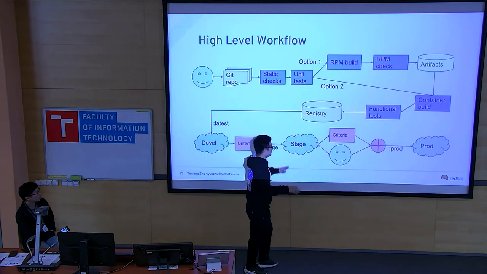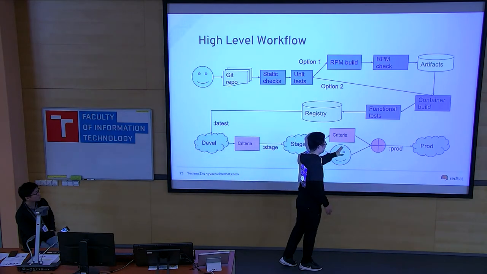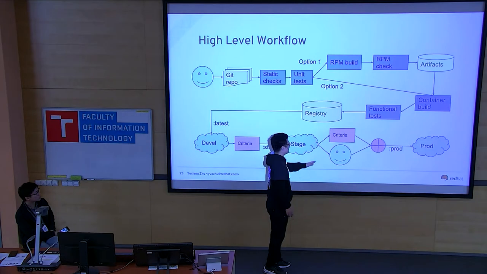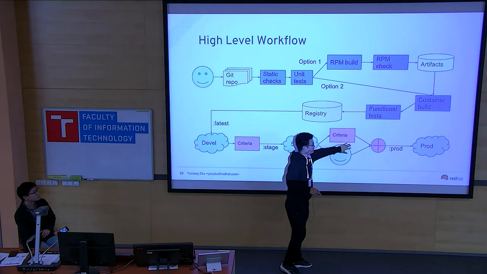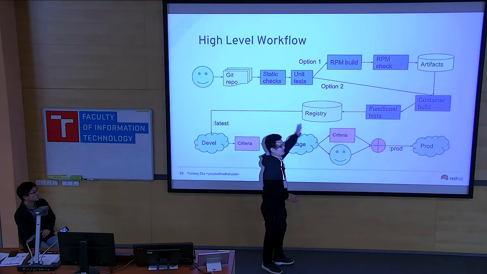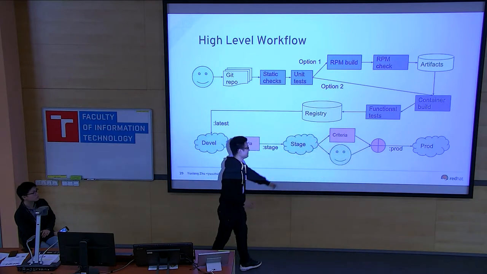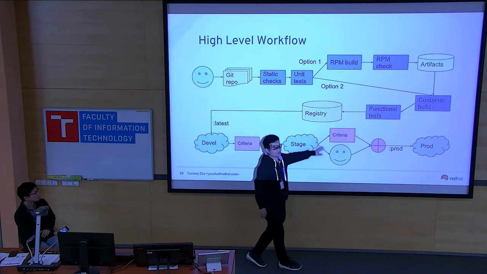But we introduce a switch here. So a human can decide if you really want to promote the stage image to production. If you remove this switch, it's called continuous deployment. But if you add this switch, it's continuous delivery.